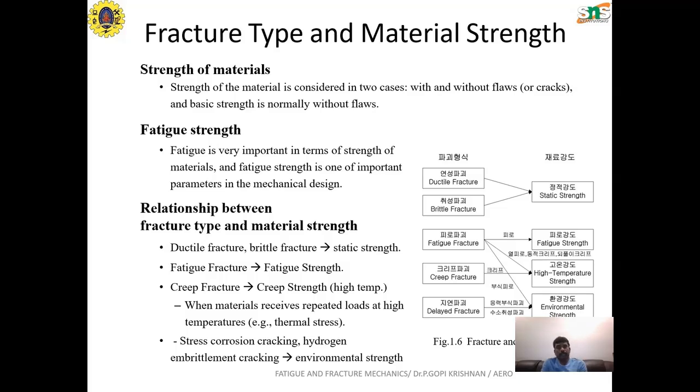If we see the fracture type and the material strength, we need to study a few important topics such as strength of materials, fatigue strength, etc. The strength of materials is considered in two cases: with and without flaws or cracks, and basic strength is normally without the flaws. The fatigue is very important in terms of strength of the materials, and fatigue strength is one of the most important parameters in mechanical design.